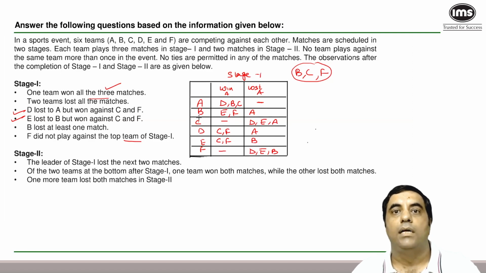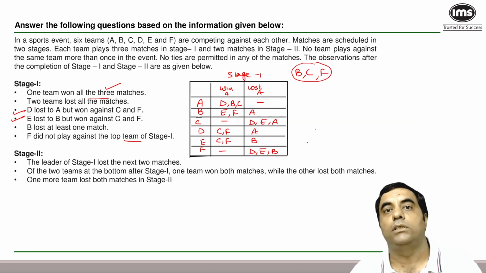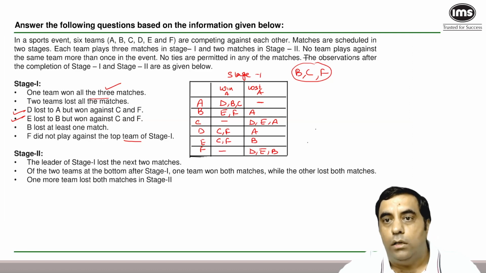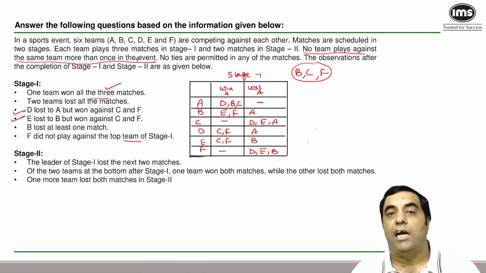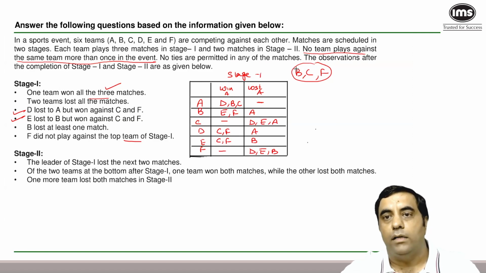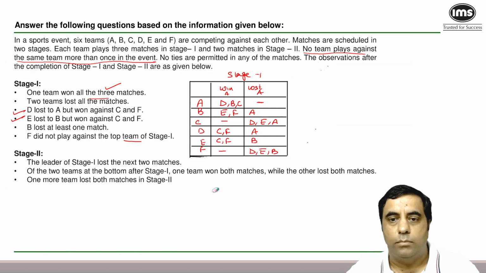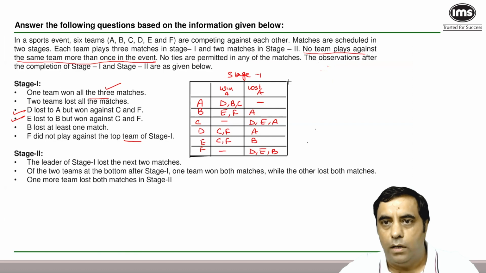Let's look at stage 2, what they have stated in that. Stage 2 says the leader of stage 1 lost the next 2 matches. So I know who the leader is. It's going to be A, and A has lost the 2 matches. Now, if you look at the condition, no team plays against the same team more than once in the event. That means in stage 2, A will not play against those teams with whom A has already played. So let's try and figure it out, because then there would be clarity in terms of what exactly is happening, and then we can take it forward.